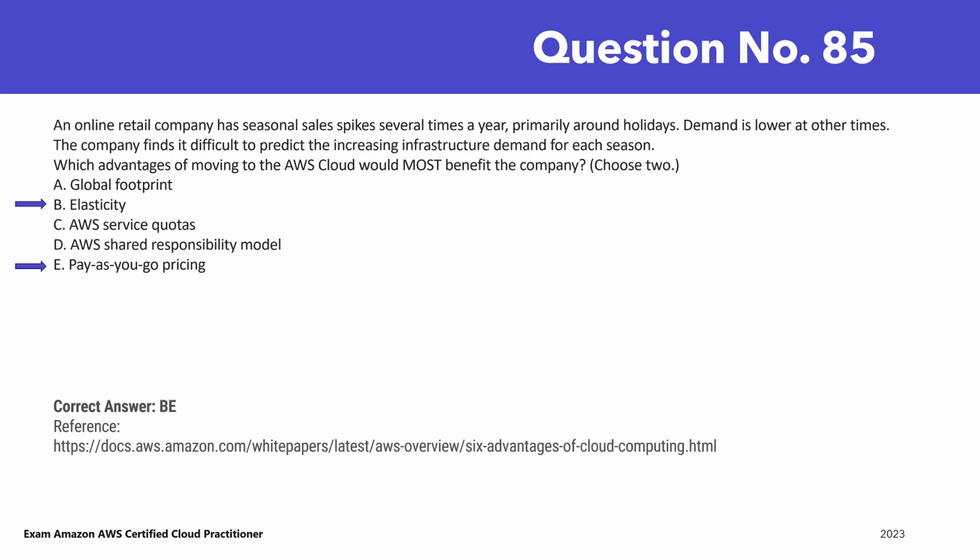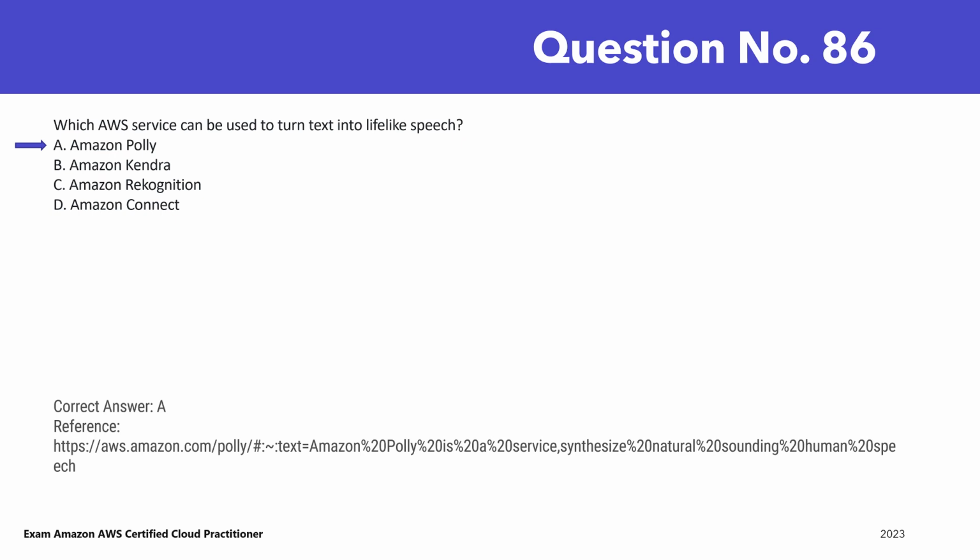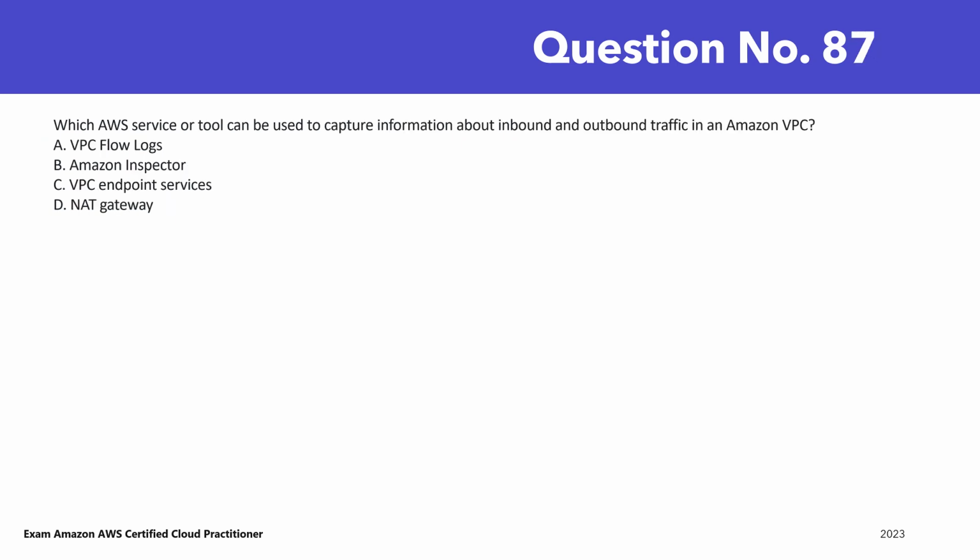Which AWS service can be used to turn text into lifelike speech? A. Amazon Polly. B. Amazon Kendra. C. Amazon Rekognition. D. Amazon Connect. Correct answer, A.